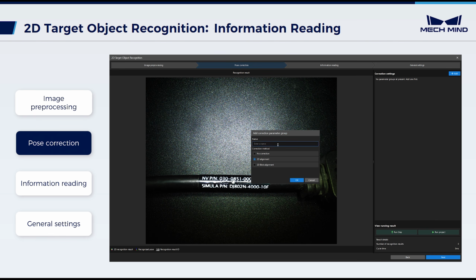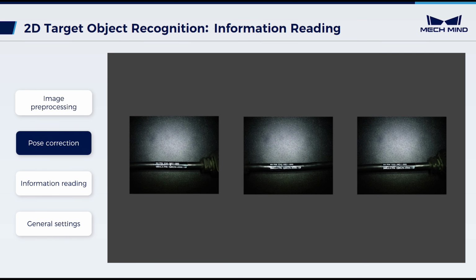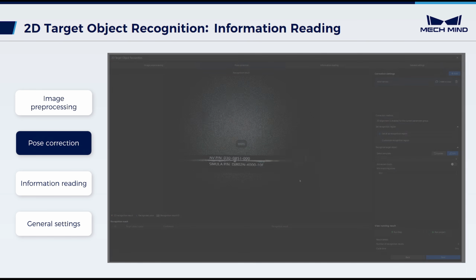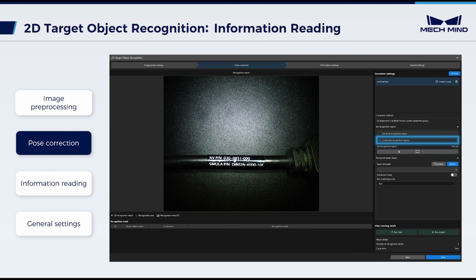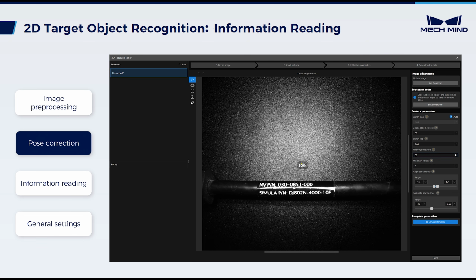Click 2D alignment and name the parameter group. Next, select the recognition region. Because the wire harness are mainly distributed in the lower part of the image, it's recommended to select Customize Recognition Region. In Select Template, click Edit to open the 2D Template Editor. Here, the image is automatically captured, and you can name the template. Since the part number identification profile is consistent and corresponds to the part number to be recognized, draw the template based on the part number identification profile.